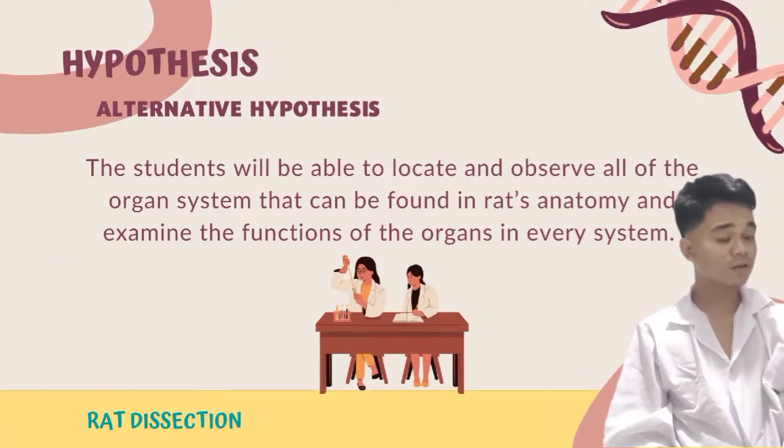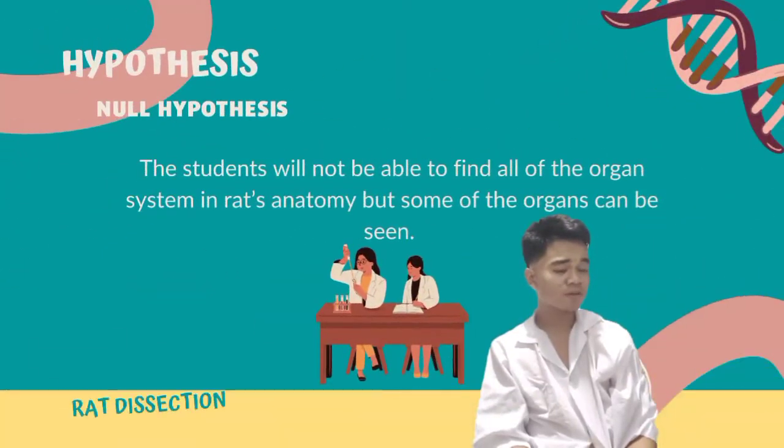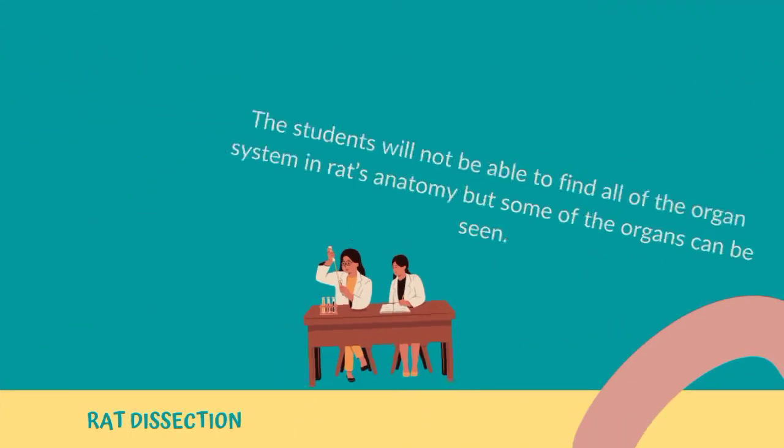So take note that there are two hypotheses. First is the alternative hypothesis, where the students will be able to locate and observe all of the organ systems that can be found in the rat's anatomy, and examine the functions of the organs in every system. The second is the null hypothesis, where the students will not be able to find all of the organ systems in the rat's anatomy, but some of the organs can be seen.